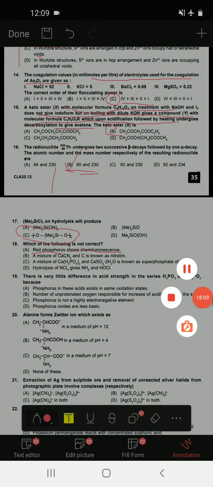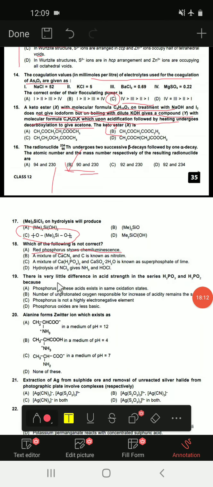In question number 19, there is very little difference in the acid strength in the series of H3PO3 and H3PO2 because phosphorus in these acids exists in the same oxidation state; the number of unprotonated oxygens responsible for acidity remains the same; phosphorus is not a highly electronegative element; phosphorus oxides are less basic. These are the four options and you have to choose the best answer. The correct answer is option B, that is, the number of unprotonated oxygens responsible for increased acidity remains the same.